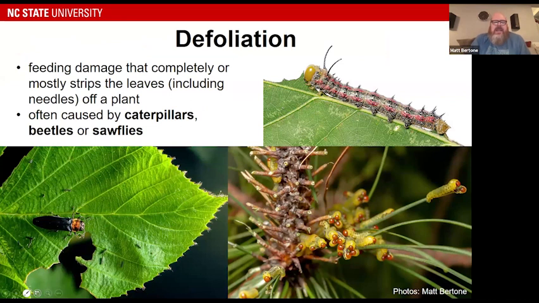So the first is a main one that people think of, and that's defoliation. This is feeding damage that completely or mostly strips the leaves, including needles on pines and other conifers, off of a plant. And there's lots of insects that have very strong mandibles. They can chew right through that material. They process a lot. They often defecate a lot as well. And so this is often caused by caterpillars, beetles, or sawflies. And these are the major things that will do that.